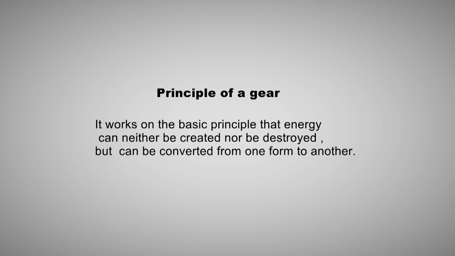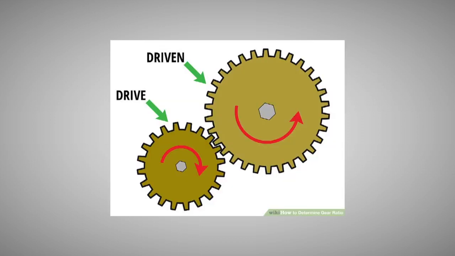A gear works on the basic principle that energy can neither be created nor destroyed, but it can be converted from one form to another. As we all know, power is a function of speed and torque, or we can say that power is the product of torque and speed. So when we connect a small gear on the driving shaft and a large gear on the driven shaft, the speed of the driven shaft decreases per unit rotation of the driving shaft.